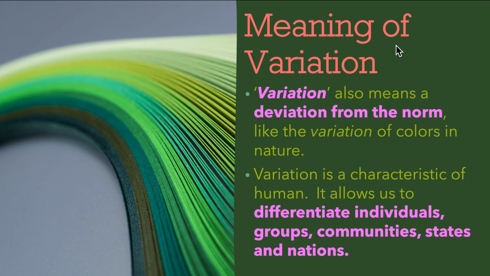Meaning of variation. Variation also means a deviation from the norm, like the variation of colors in nature. Variation is a characteristic of humans. It allows us to differentiate individuals, groups, communities, states, and nations.